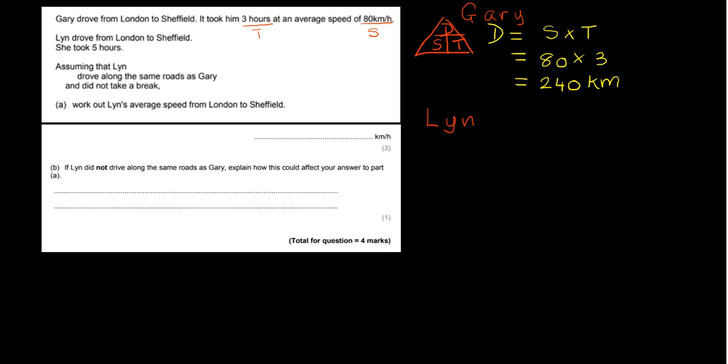Again, to work out the speed this time, I'm going to cover S, and that's distance divided by time. So speed is distance divided by time. The distance is the same as Gary's, which is 240 kilometers. But the time taken is 5 hours from here. So I divide 240 by 5, and that would be 48 kilometers per hour.